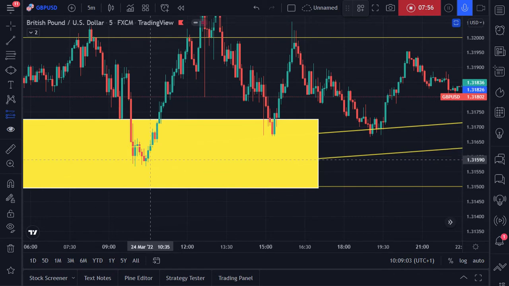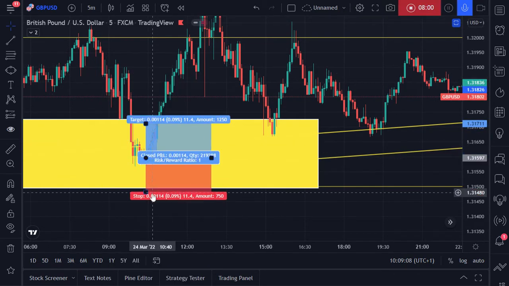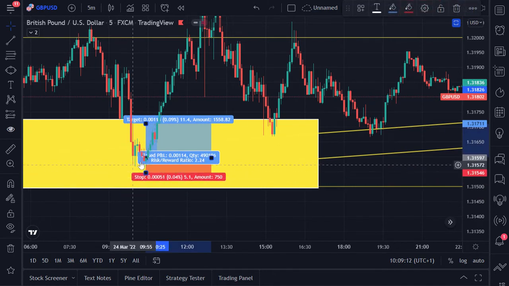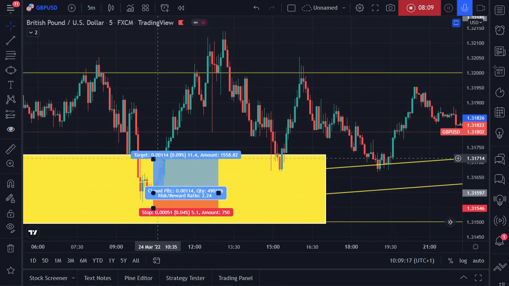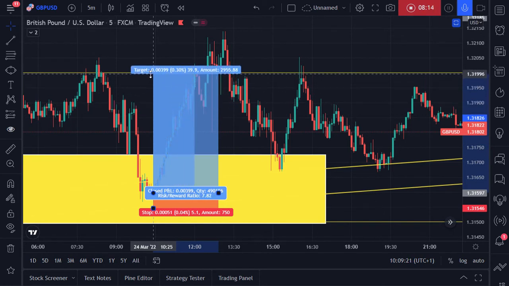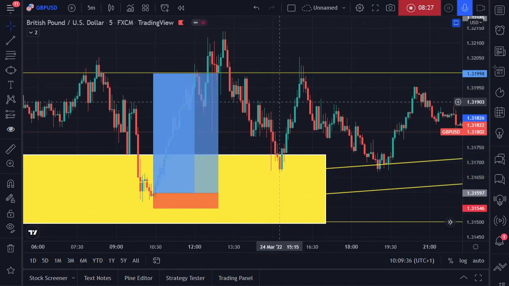I would have taken a long position somewhere around here, and my stop loss will be slightly below this area, below the bottoms, somewhere around 4 to 5 pips. My take profit will definitely be the next psychological price level, somewhere around here. The risk reward ratio here is somewhere around 7.8, which is great. We're risking around 5 pips and targeting around 40 pips, which is wonderful. So that is it.